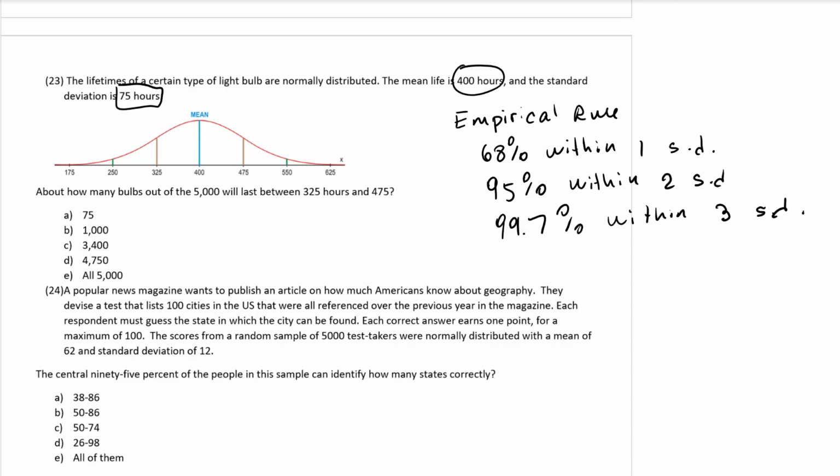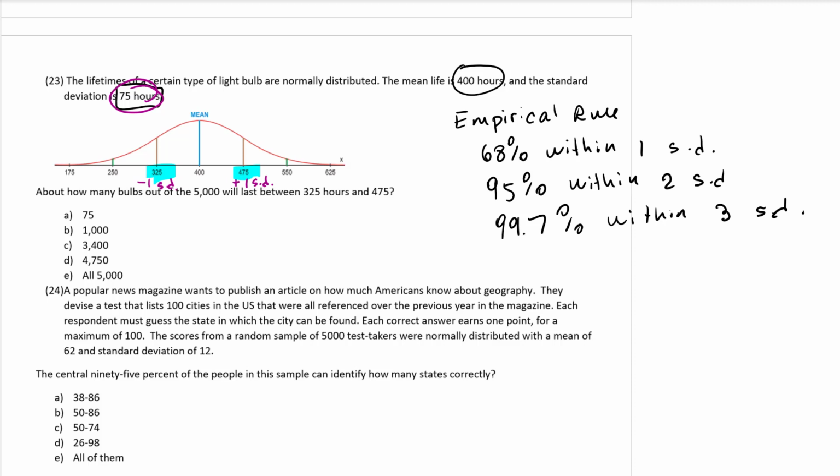Okay? So it says about how many bulbs out of 5,000 will last between 325 and 475, but those numbers fall exactly here. You see, 325 and 475. So your answer when you talk about these questions is always going to be some kind of percentage first. Those are exactly one standard deviation. You see how the standard deviation is 75 hours? So if you add 75, plus one standard deviation, you get 475. And if you subtract one standard deviation, you get 325.